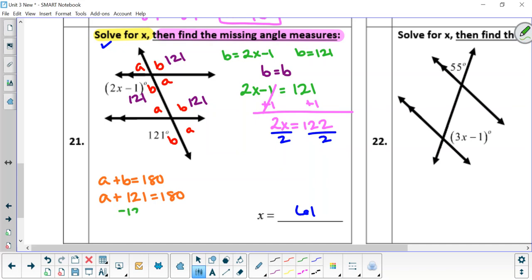So subtract the 121. And here we get A to equal 59. So anywhere there's a letter A, we get to write the number 59. Now I have found all of my angle measures, so I completed the whole problem. I solved for x, and I found all of my missing angle measures. Okay, now flip the page.